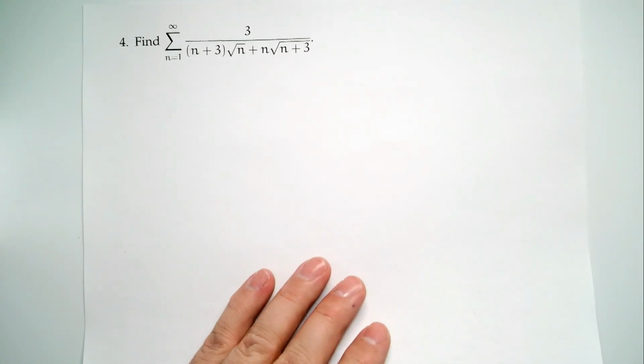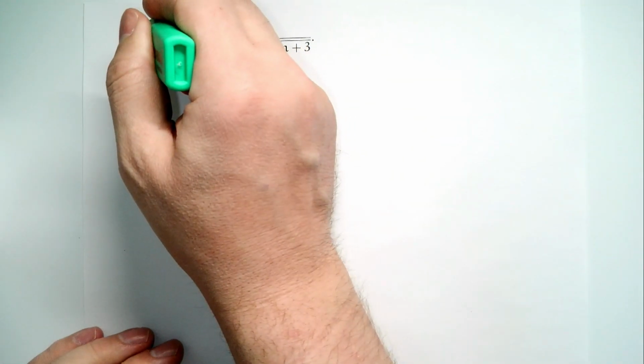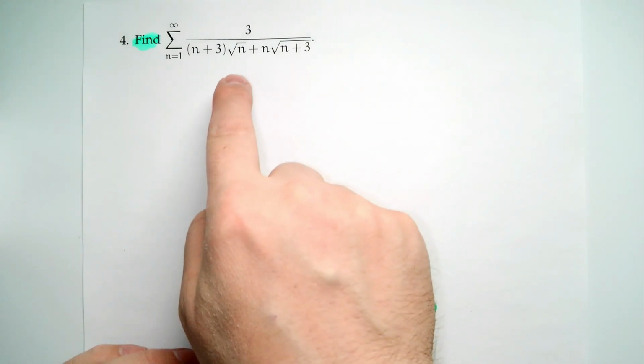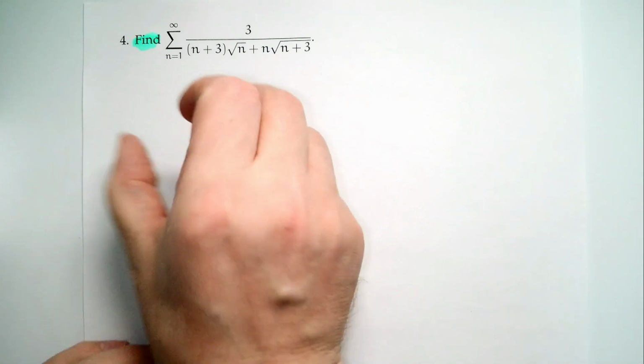Number 4. Find the sum n equals 1 to infinity of something that looks terrible. Yeah, I agree. That does look terrible. But again, we have the word find, which means we're either going to be talking geometric or telescoping. Which one? It's got to be telescoping, because if we were going to be geometric, we'd have to have something to the nth power. We don't have that here. So, all right. So we need to make it look telescoping. So we need to rewrite it as something minus something.